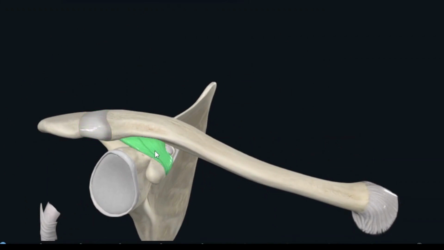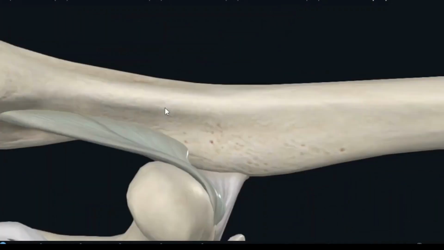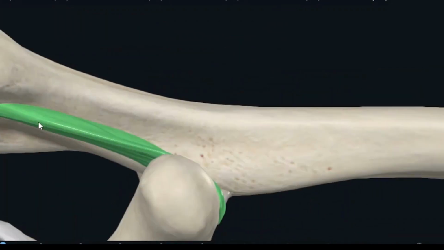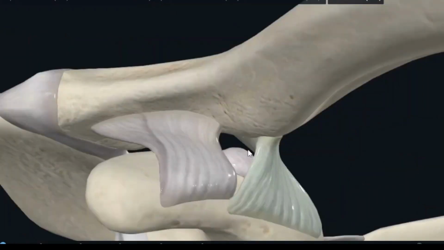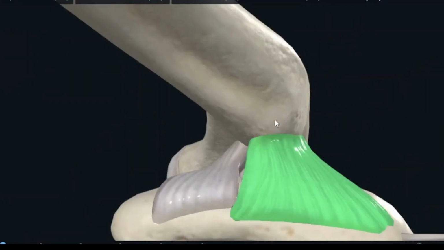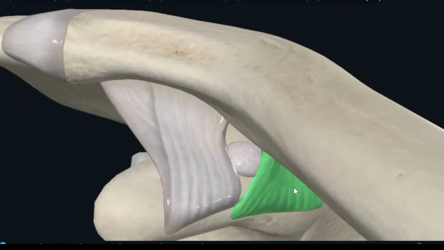The second ligament is called the trapezoid ligament. This ligament is formed between the trapezoid line or ridge on the inferior surface of the clavicle and the coracoid process of the scapula. This ligament is called the trapezoid ligament, while this ligament is called the conoid ligament, which is attached between the conoid tubercle on the inferior surface of the clavicle and the coracoid process of the scapula.